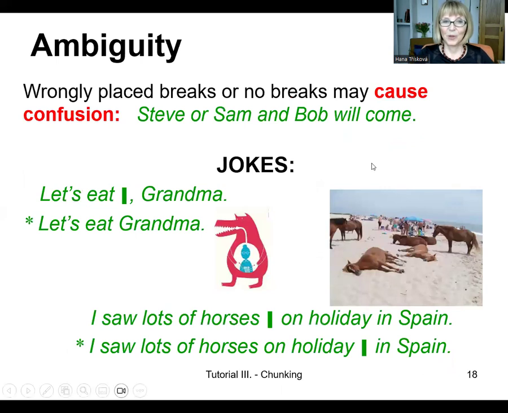There are very well-known cases of ambiguity. For instance, if you place breaks wrongly, or if there are no breaks, this may cause confusion. Steve or Sam and Bob will come. Who knows who will finally come? And there are certainly jokes such as, let's eat, Grandma, or let's eat Grandma. You may have heard some of these already.